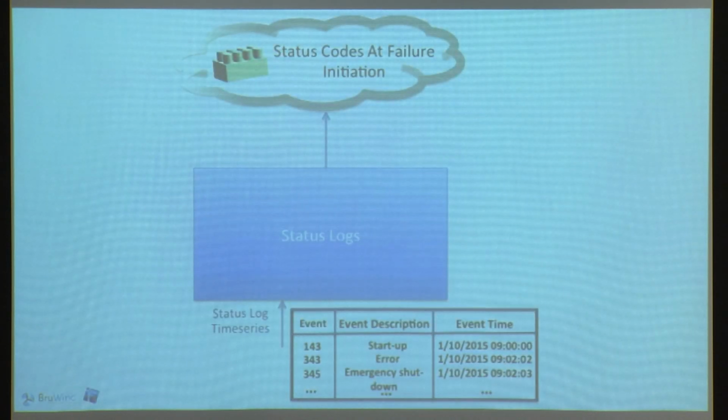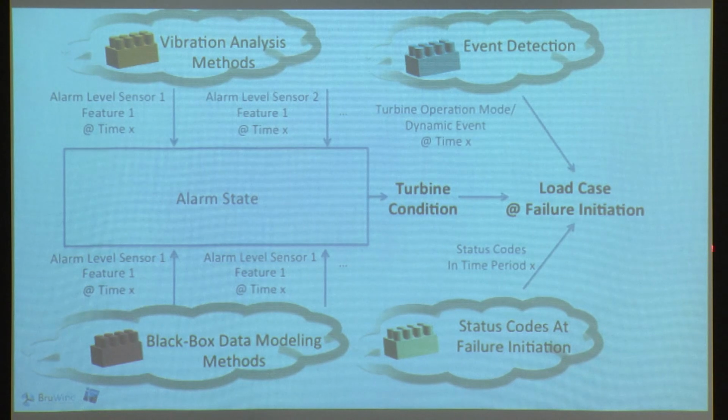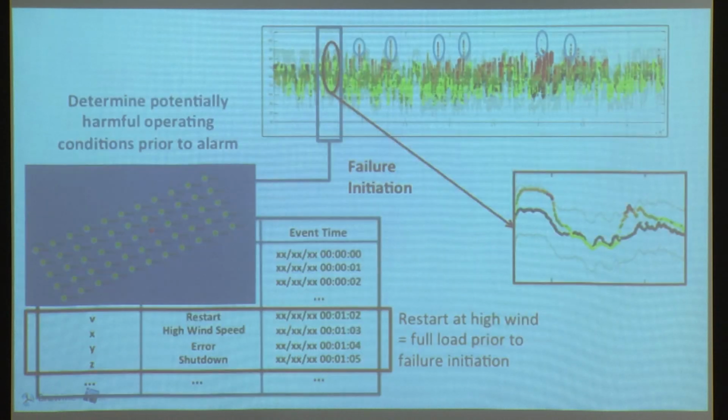The status codes are used similarly. They contain the controller information on what the turbine is doing, for example, the startup, the high wind, and so on, and we want to use that in the same way. So we use it here to define the load case. Once you have condition, you know when it starts to give alarms. You are very interested in what was happening at that time. So for example, in this case, we looked at the load and the status log data, and we saw that there were very fast startups in that period. So it could be that they are related.